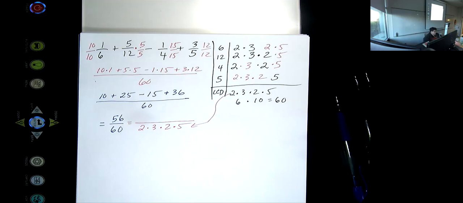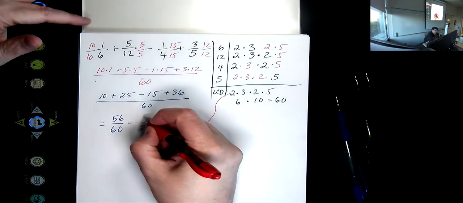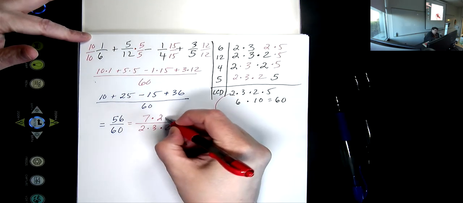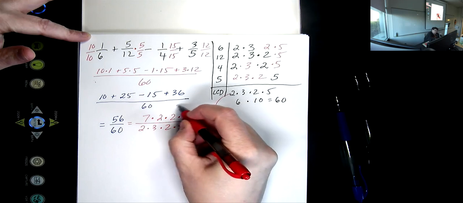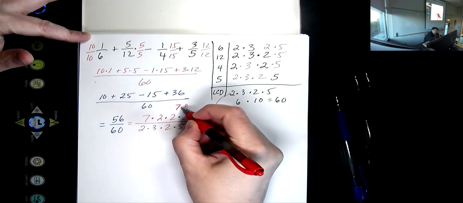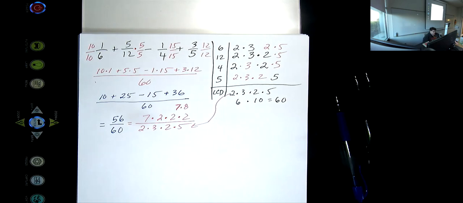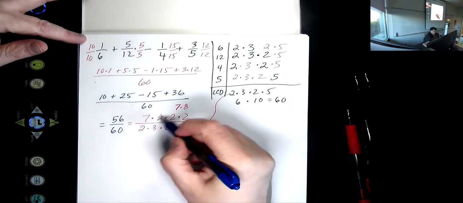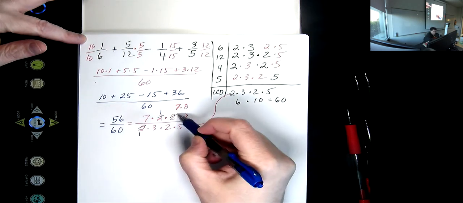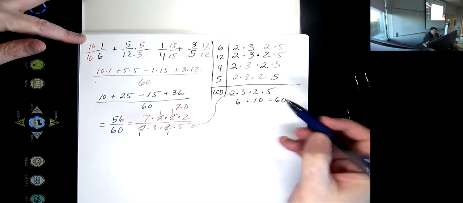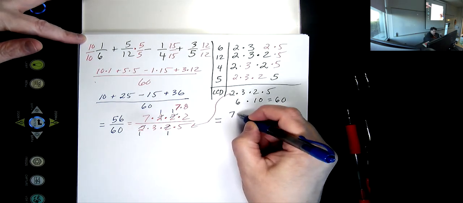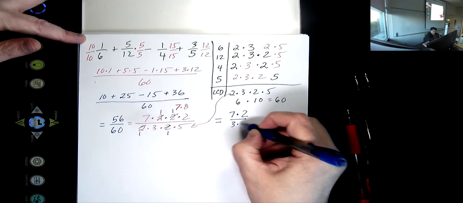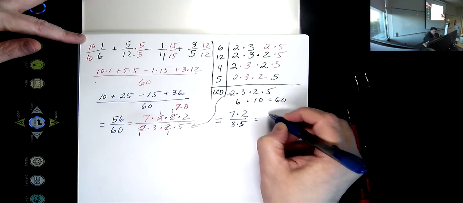56 is what? 8 times 7? Or 7 times 8? And 8 is 2 times 2 times 2. 7 times 8 was where I started, and I went from there. And I see a couple deuces cancel. Remember, they don't go away, they're turned into ones. On top, I'm left with 7 times 2. On bottom, I'm left with 3 times 5. So I get 14 over 15.